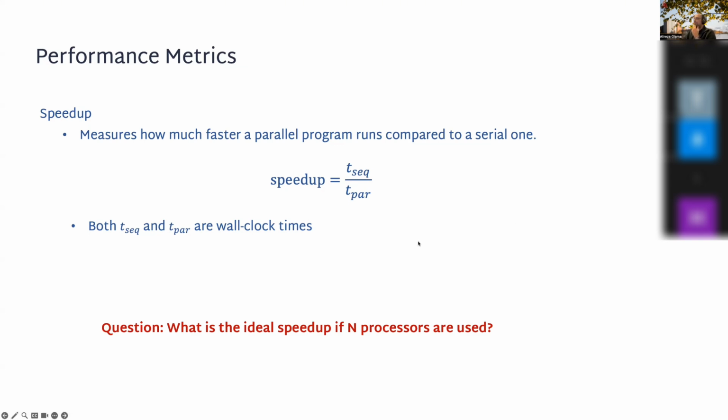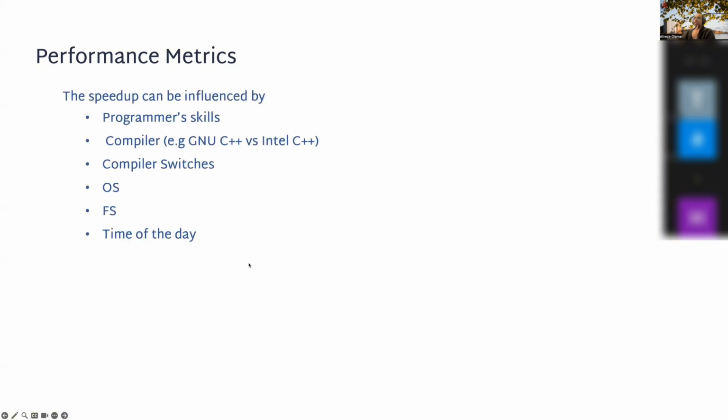So if everything is perfect, you want to divide the workload based on these n processors equally, to divide the sequential time by the number of cores. All right, so let's see if we can get that.